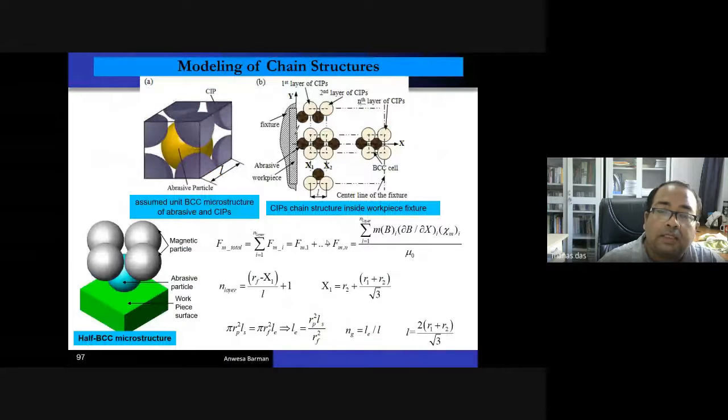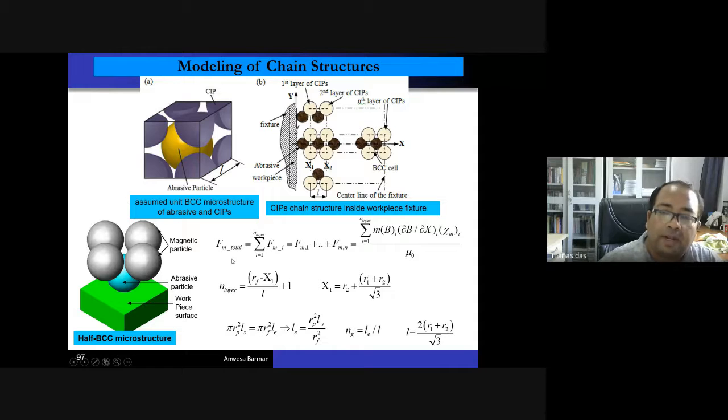We have then modeled these CIP particles and abrasive particles. The abrasive particles touch the workpiece surface, and we have used a BCC structure, body centered cubic, with the abrasive particle at the center surrounded by other particles. From there we calculated how much force is coming. We calculated the radial stress and shear stress, and from there we got the value of how much force will come on the abrasive particles through the CIP chains.